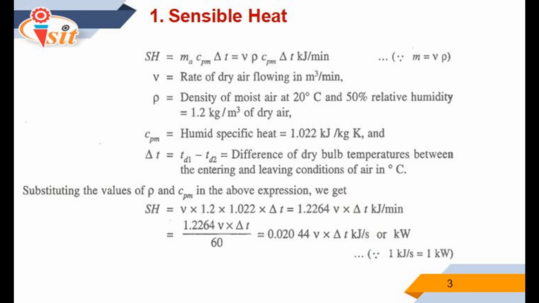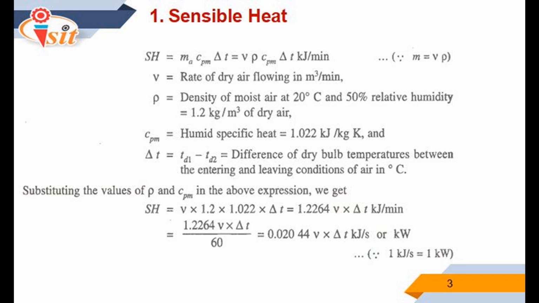Then CPM is nothing but humid specific heat. The constant value for humid specific heat is 1.022 kilojoule per kg Kelvin, and delta T is the difference between dry bulb temperature, means TD1 minus TD2, between the entering and leaving conditions of air in degrees Celsius.